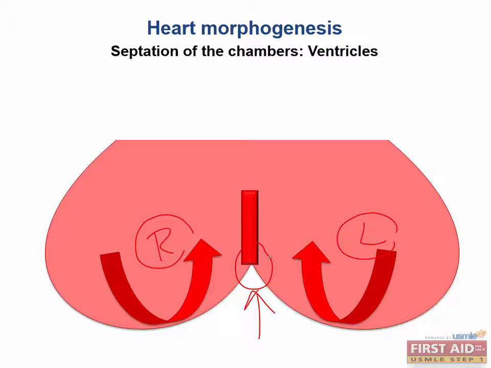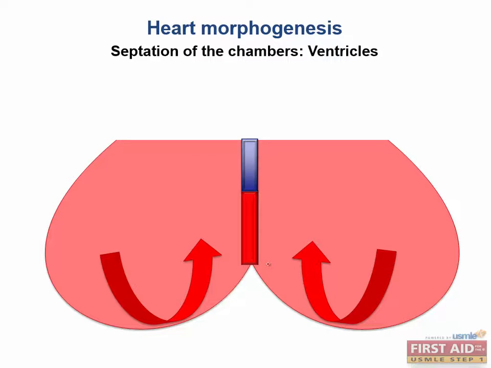Notice how we still have a small communication between the left and the right above this newly formed muscular interventricular septum. Now, how are we going to close this off? We don't want a communication between the left and right ventricle. So the endocardial cushion sitting directly above the muscular interventricular septum will send down a membranous sheet of tissue, represented here in blue. This is the membranous interventricular septum.